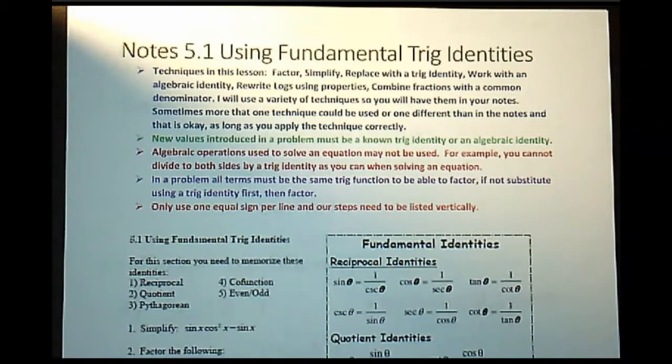So now we're shifting into what we call analytical trig, which is where we're going to start working with those identities. If you remember the help sheet that I told you would be a good idea to print earlier in the year, when we first started the basic trig unit, the back side of that is where you'll find all of the identities that we're going to be talking about. Right here at the top, I have a summary. In this lesson, we're going to be looking at factoring, simplifying, replacing with trig identities, working with an algebraic identity, rewriting logs using properties, and combining fractions with a common denominator.